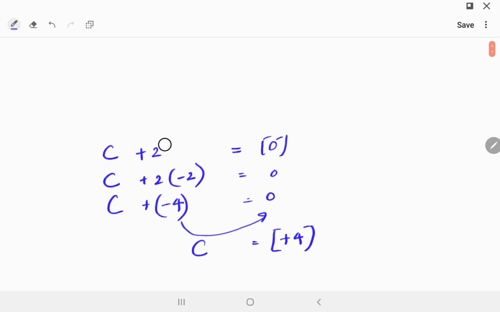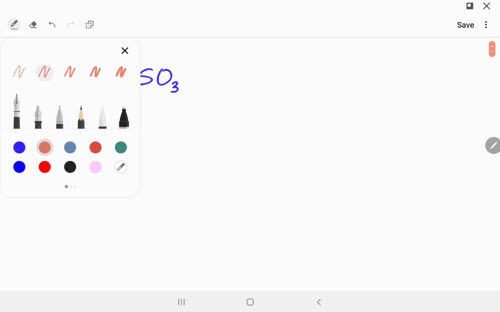Let's erase this one. By the way, please feel free to pause and rewind and go through these rules again and again. Okay, let's talk about SO3 this time. Do we know the oxidation number of oxygen? Of course, it is -2. Do we know the oxidation number of sulfur? No, we didn't talk about it, so we don't know it.